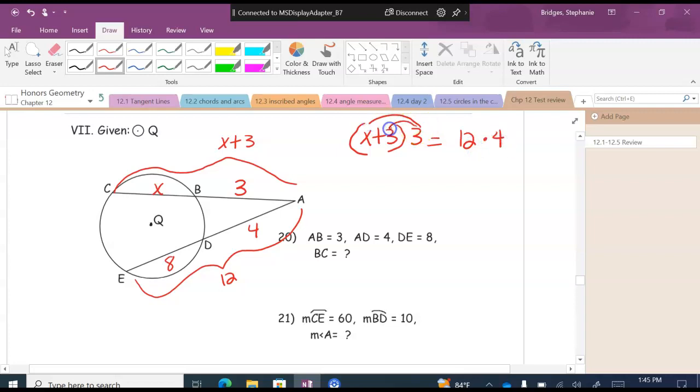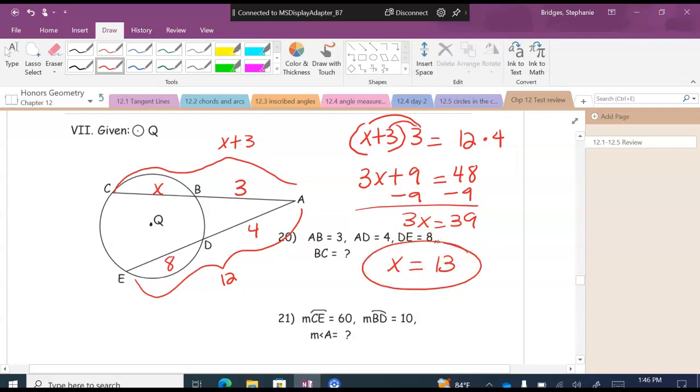So we're going to have to multiply both of those first of all. Then we're going to subtract our 9. So 3x is going to equal 39. So therefore BC, or x, is going to equal 13. Wow.